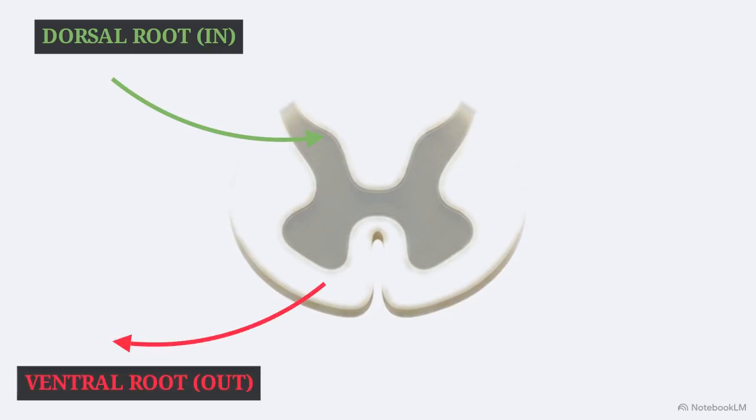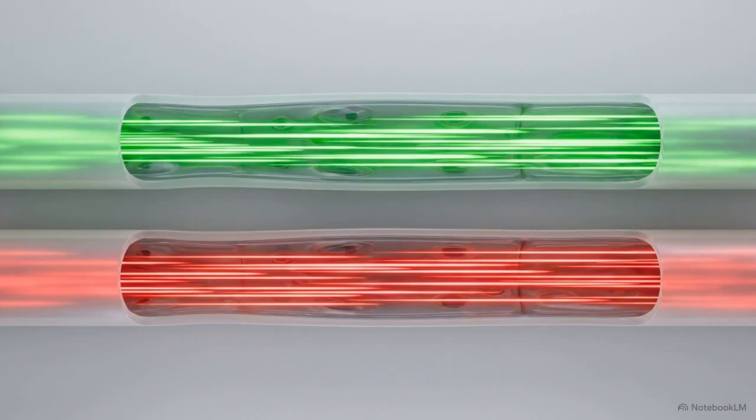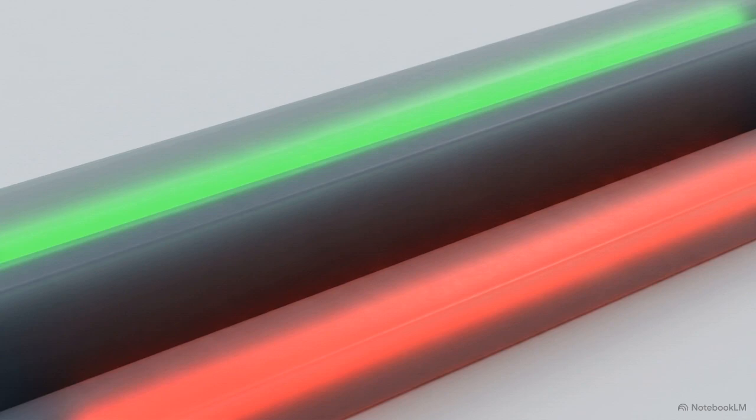Incoming sensory data follows a direct path into the dorsal root at the back. Outgoing motor commands exit exclusively through the ventral root at the front. By separating these pathways, the spinal cord functions as a dual-lane highway. Incoming environmental data never crosses paths with outgoing muscular commands.